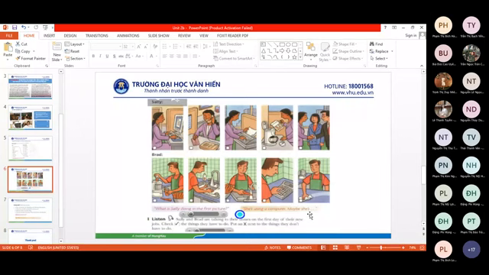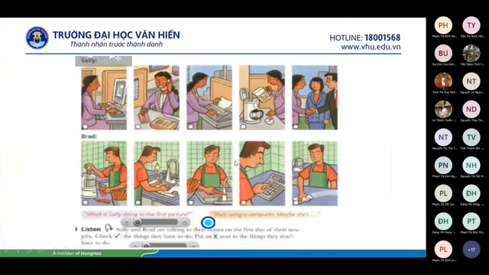Here, look at the picture. Now, this for listening. You see, this is Sally. The first 5 pictures are about Sally, and the next 5 pictures are about Bright. All right. So can you guess where does Sally work? And where does Bright work? Who can make a guess? Ai có thể đoán? She typing. She's typing. So where does she work? In the office. Good. All right. In an office. All right.